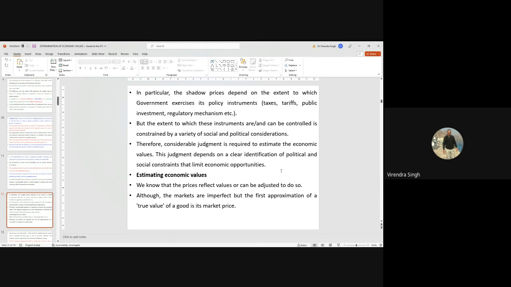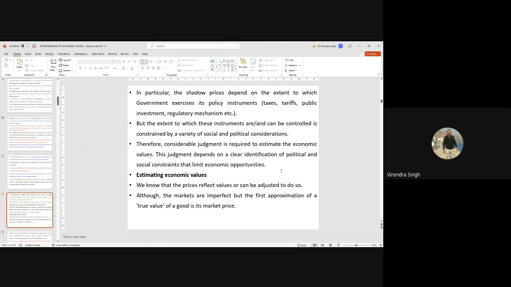Now, estimating economic values: how factors, goods or services can be valued economically. The estimation of economic values of goods and services is done by following certain steps, and we'll discuss all of these in the following slides. We know that prices reflect value or can be adjusted to do so.